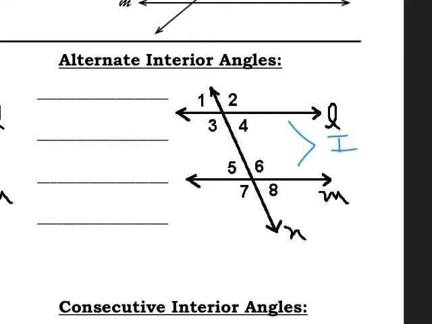So we can say 5 and 4 are a set of alternating interior angles. So angle 5 and angle 4 are a set of alternating interior angles. And if they're a set, what's my other set? 6 and 3.